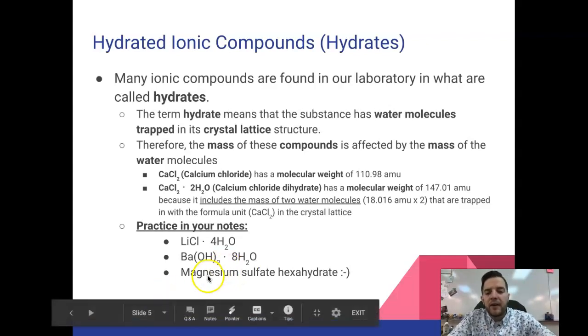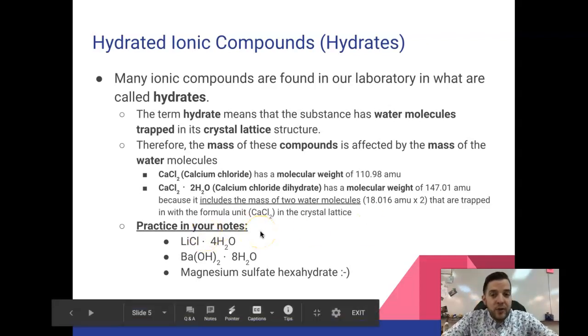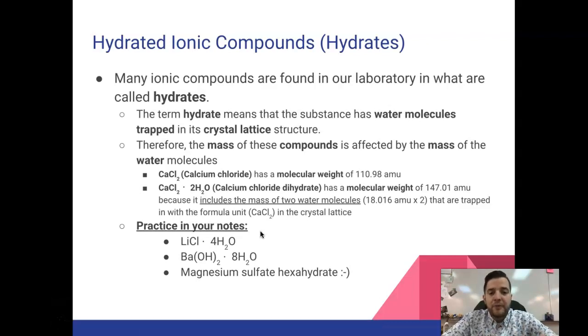So here, magnesium sulfate hexahydrate, I was being a little hateful, but if you want, it's MgSO4 and hexa means 6. So there's your hints, okay? Magnesium and sulfate, put those 2 together, and then hexa means 6. All right, so practice those 2. Again, you're just calculating essentially molecular weight here, but add in the mass of the water. If the water's stuck there, you add in the mass.